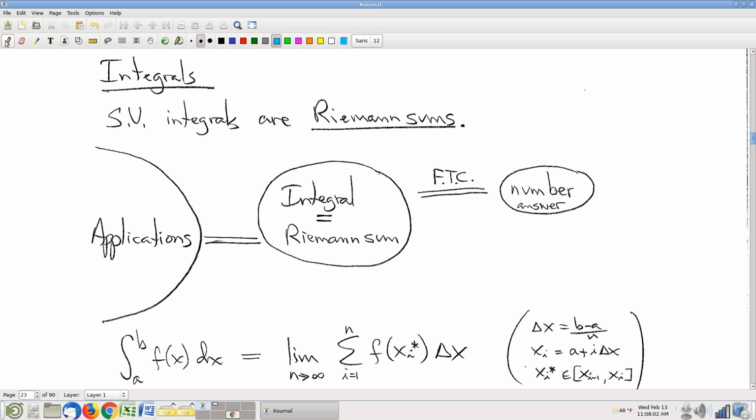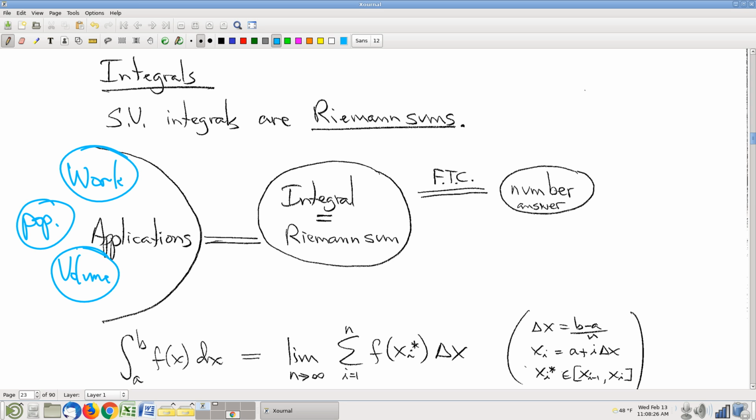Here are various applications that you're going to want to do. You probably already have done applications of integrals. How do you compute the amount of work that it takes to lift a chain that's hanging off the side of a building up to the top? Population of bacteria in a petri dish, or the volume of a surface of rotation. There's application after application. Calculus books are chock full of various different applications of integrals, most of which have nothing to do with the area under the curve.